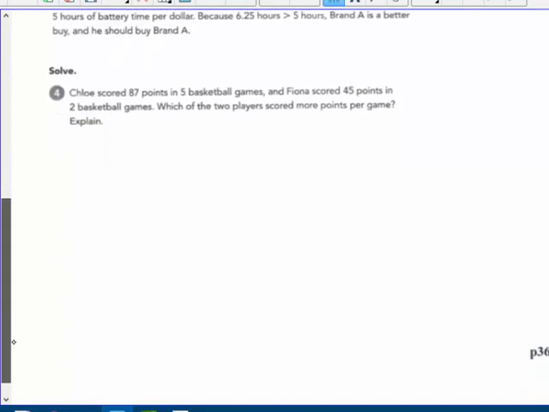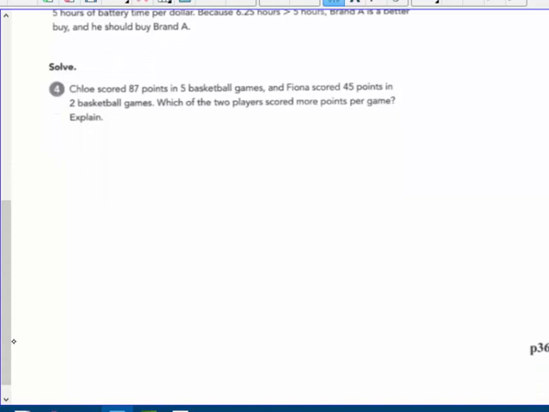So Chloe scored 87 points in 5 basketball games. Fiona scored 45 points in 2 basketball games. Which of the 2 players scored more points per game? Points per game. So I'm going to take my points of 87. This is Chloe. And she did that in 5 games. So that's an average of about 17 4/10 points per game, right?